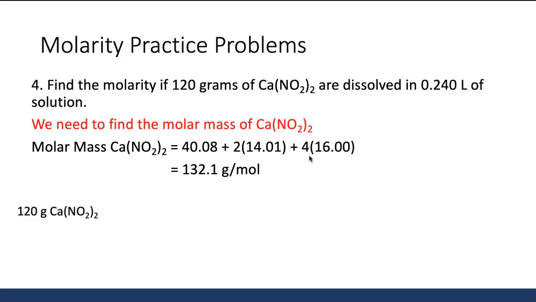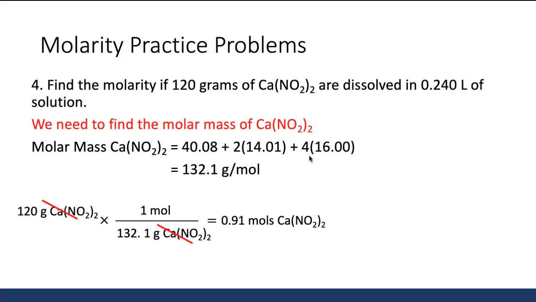Now I can do my factor label. I start with 120 grams of calcium nitrite. I'm going to divide by the molar mass, make sure my units are canceling, and then I will get 0.91 moles of calcium nitrite. Now I can plug that into my molarity equation, 0.91 moles divided by 0.240 liters. And I should get a molarity of 3.79 molar.